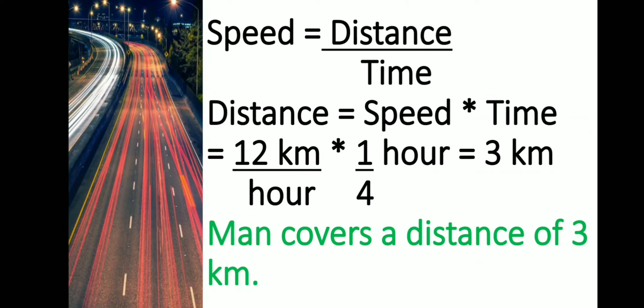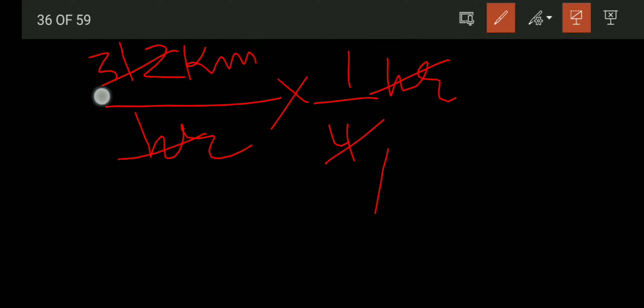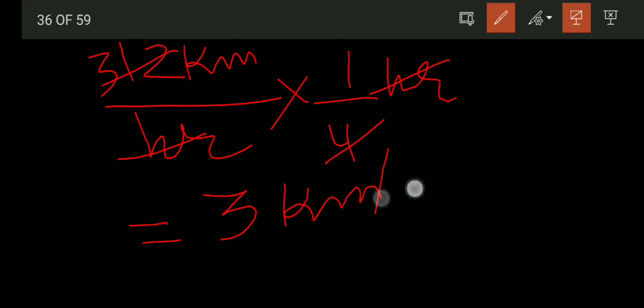Now speed is equal to distance upon time. We know the main formula, and distance is equal to speed into time, the derived formula. Now speed is 12 km per hour into 1 by 4 hour. That comes to be 3 km. Now let us see how it has come. See, 12 km is the speed per hour. What is time? 1 by 4 hour. See, this hour gets cancelled. 4 ones are 4, 4 threes are 12. So what is left is 3 kilometers. So this is the distance. Man covers a distance of 3 km.